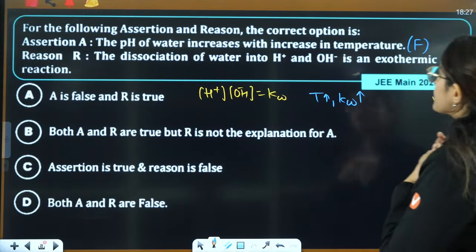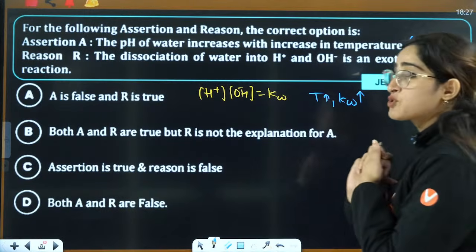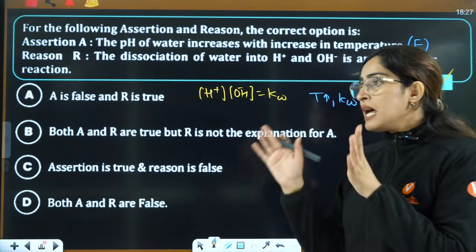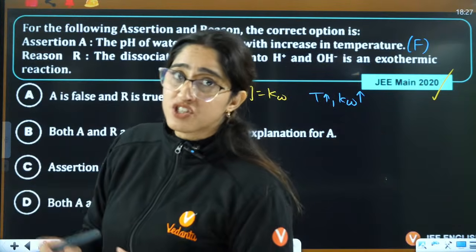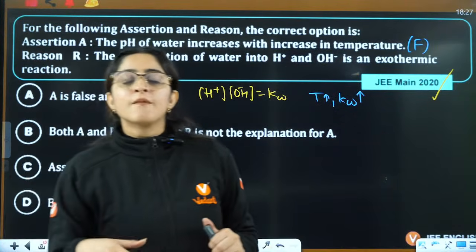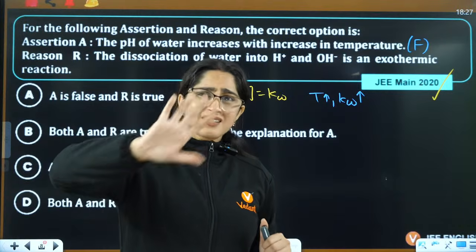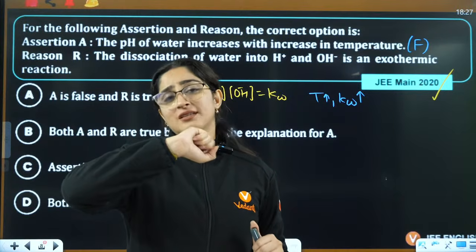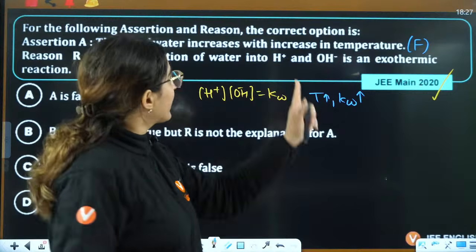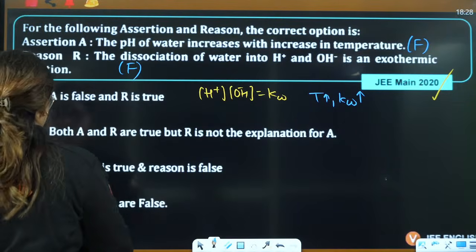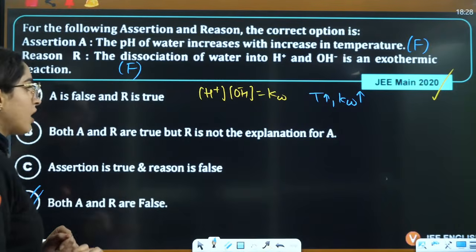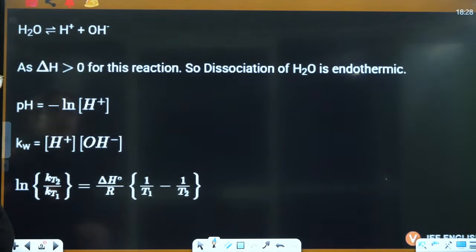The dissociation of water into H positive and OH negative is an exothermic reaction. Not at all. I have told you in the previous lecture based on the Clausius-Clapeyron equation that this is an endothermic reaction. That's why temperature and Kw are directly proportional. So this is also false. So both A and R are false here, right?